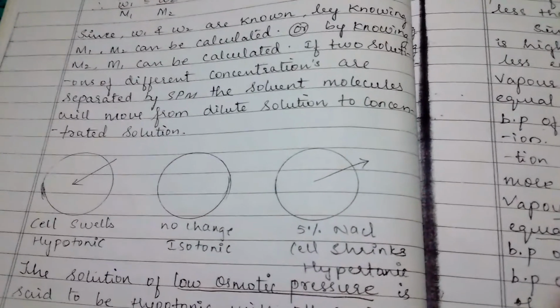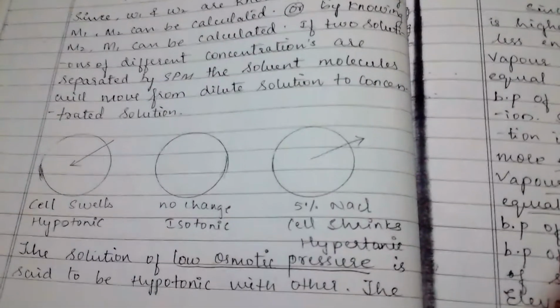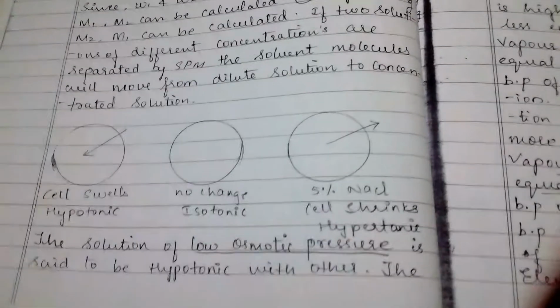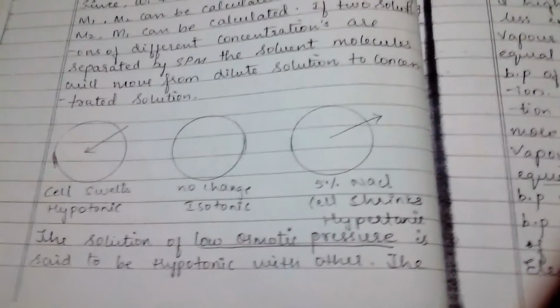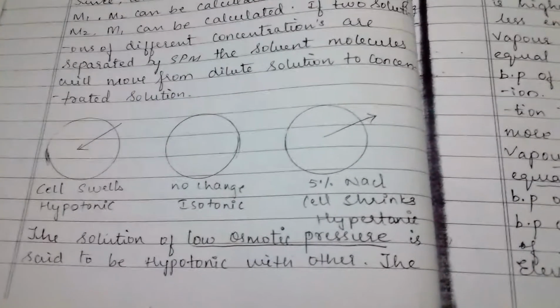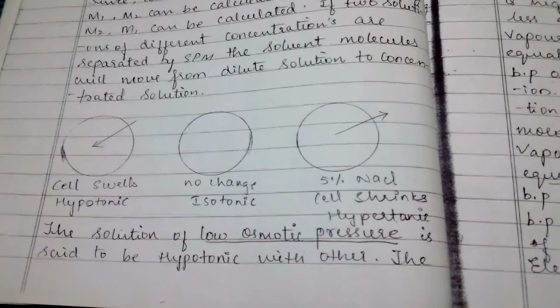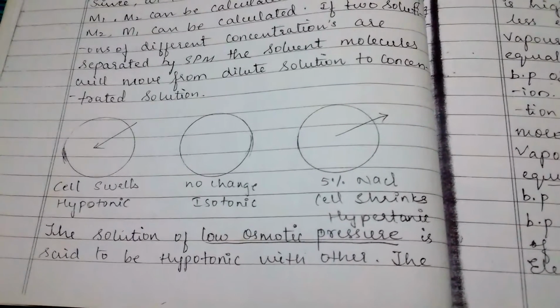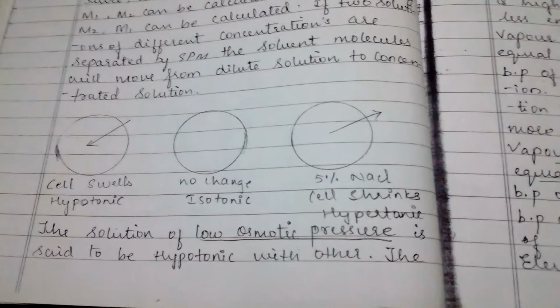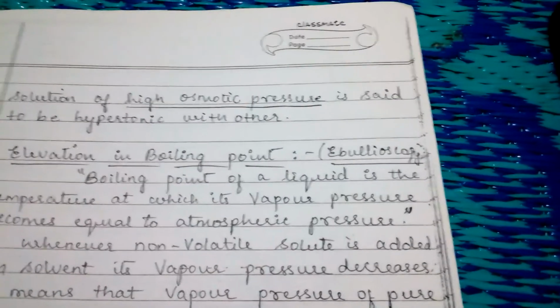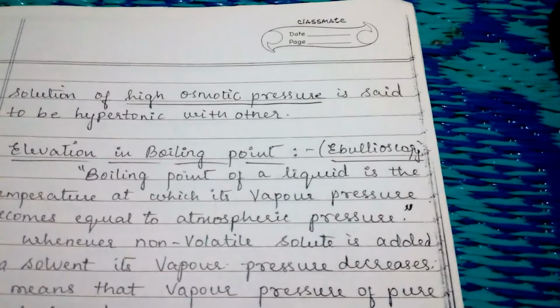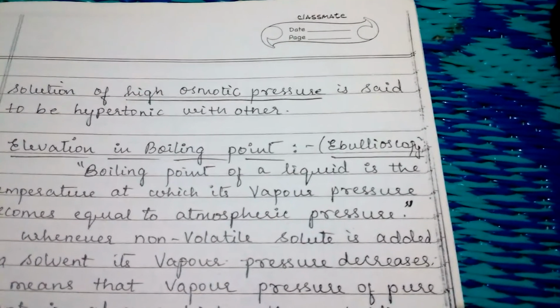If two solutions of different concentrations are separated by a semipermeable membrane, the solvent will move from dilute solution to concentrated solution. Here we can show some diagrams: when solution travels from outer to inner surface, the cell swells in hypotonic solution, no change in isotonic, and in 5% NaCl the cell shrinks. The solution of low osmotic pressure is said to be hypotonic with the other. The solution of higher osmotic pressure is said to be hypertonic with the other.